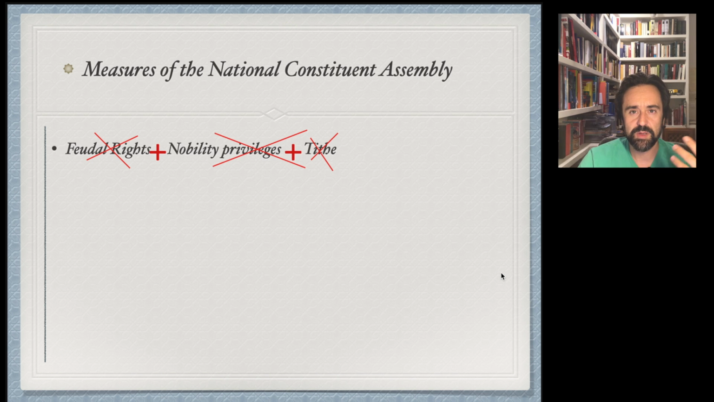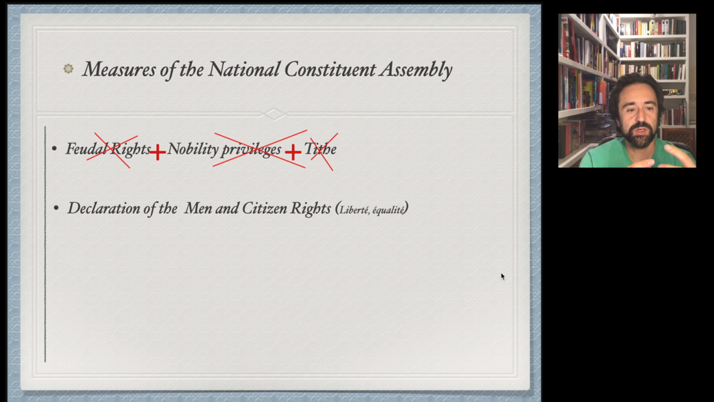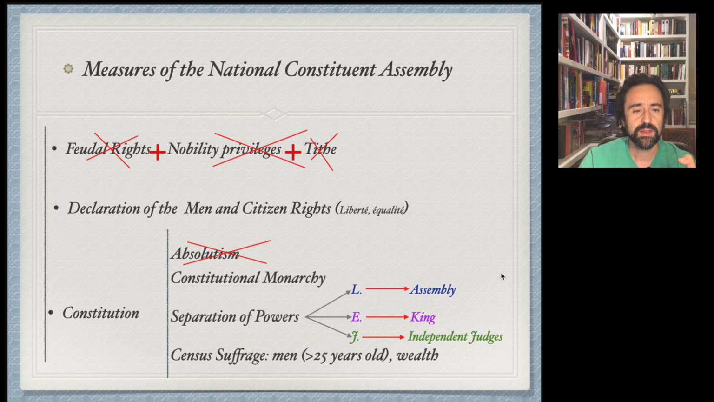At the same time, they issued a Declaration of the Rights of Man and of the Citizen. This is imitating the United States. That means all men are equal and they have exactly the same rights. And their principles, liberté, freedom, and equality, all of them are exactly equal. And to guarantee this, they created a constitution. A constitution the king must obey.